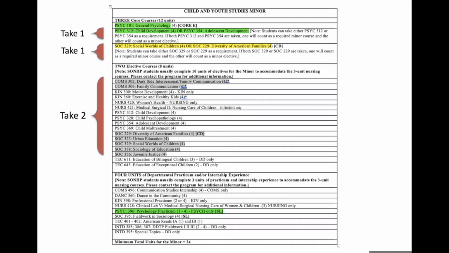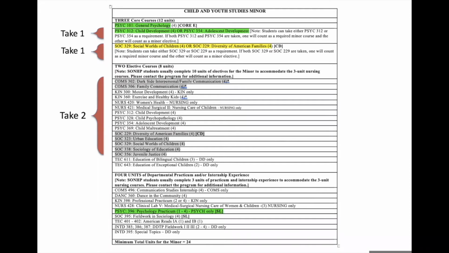The one that would be a required option would be either taking Social Worlds of Children or Diversity of American Families, both sociology courses. Then for your 2 elective courses that you see there in gray, you get to choose whichever ones fit.